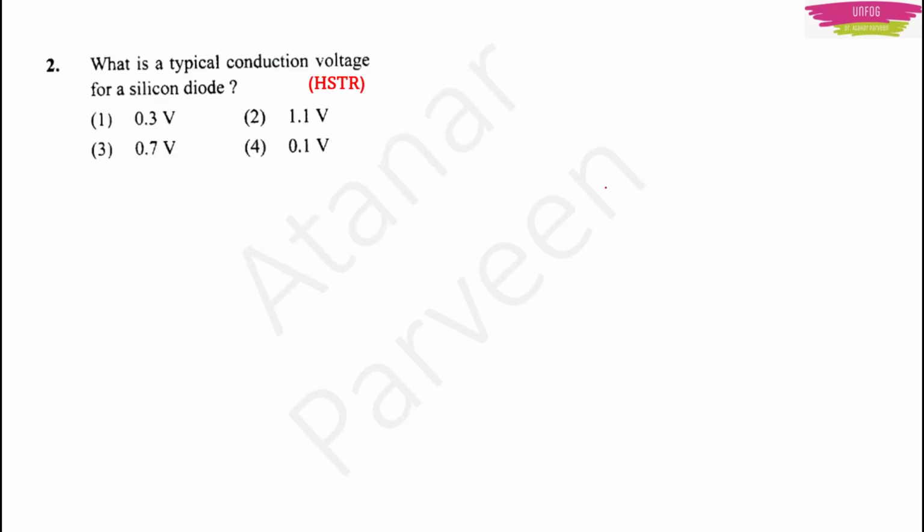Now this is a HSTR question. What is a typical conduction voltage for a silicon diode? It should be 0.7 volts.